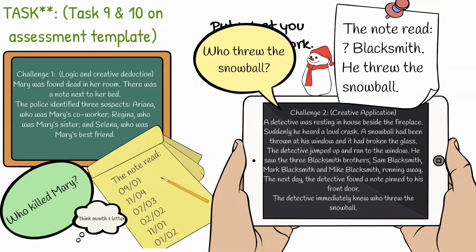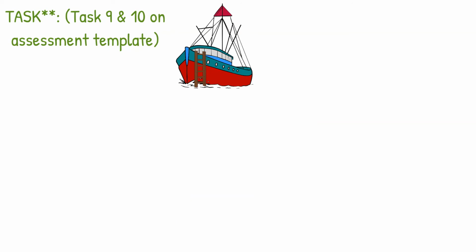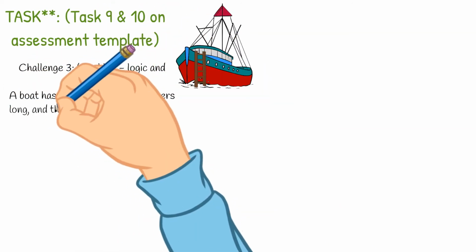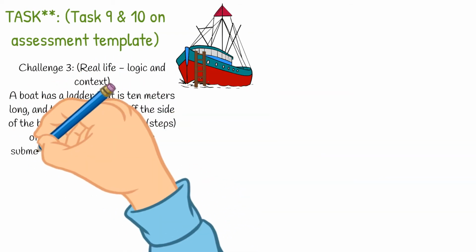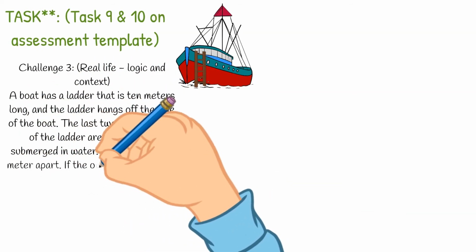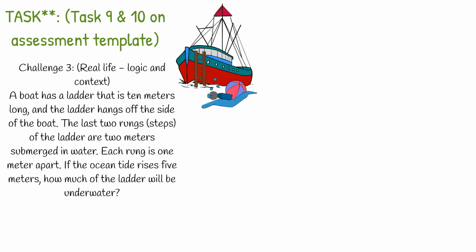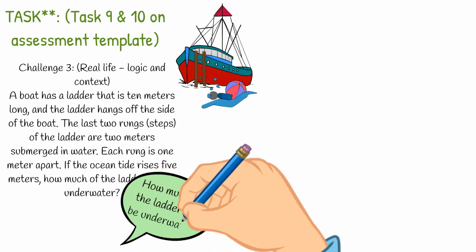For challenge 3, you will need to use logic and think about the context. This is an example in real life. A boat has a ladder that is 10 meters long, and the ladder hangs off the side of the boat. The last 2 rungs of the ladder are 2 meters submerged in water. Each rung is 1 meter apart. If the ocean tide rises 5 meters, how much of the ladder will be underwater?